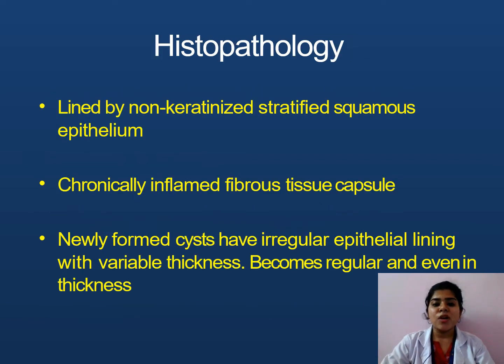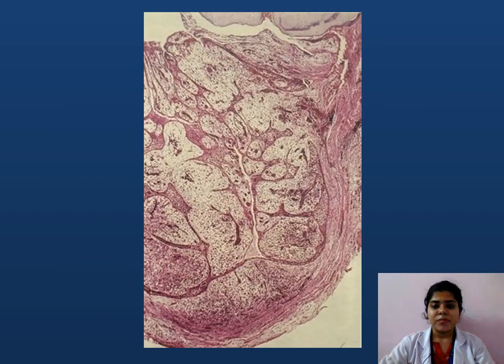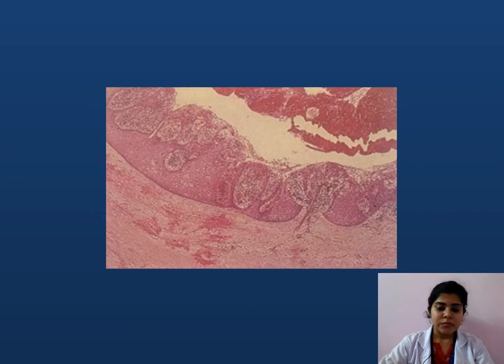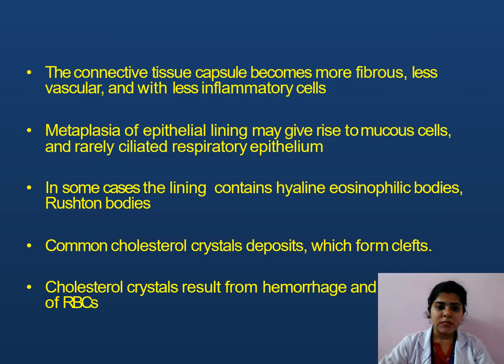Histopathology: lined by a non-keratinized stratified squamous epithelium with a chronically inflamed fibrous tissue capsule. Newly formed cysts have an irregular epithelial lining with variable thickness, which becomes regular and even in thickness over a period of time. The connective tissue capsule becomes more fibrous, less vascular, with fewer inflammatory cells. Metaplasia of the epithelial lining may give rise to mucus cells and rarely ciliated respiratory epithelium.